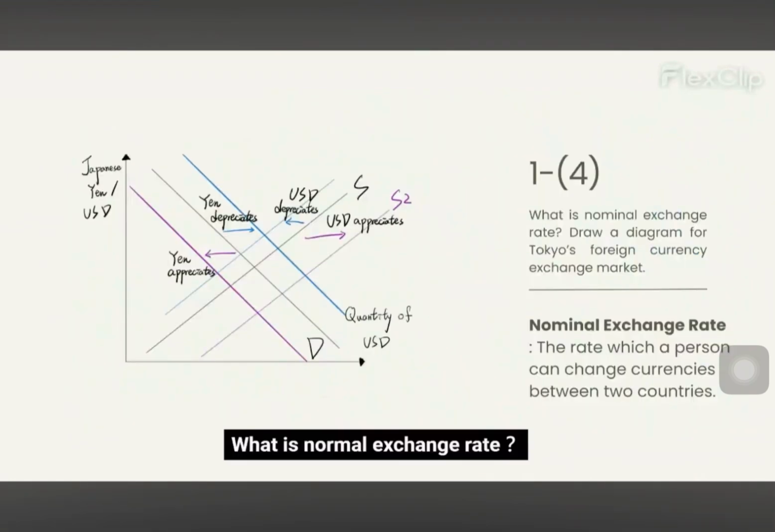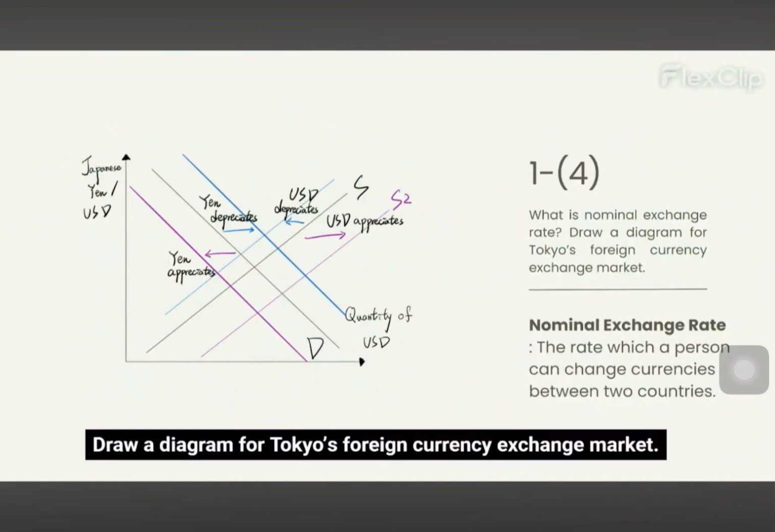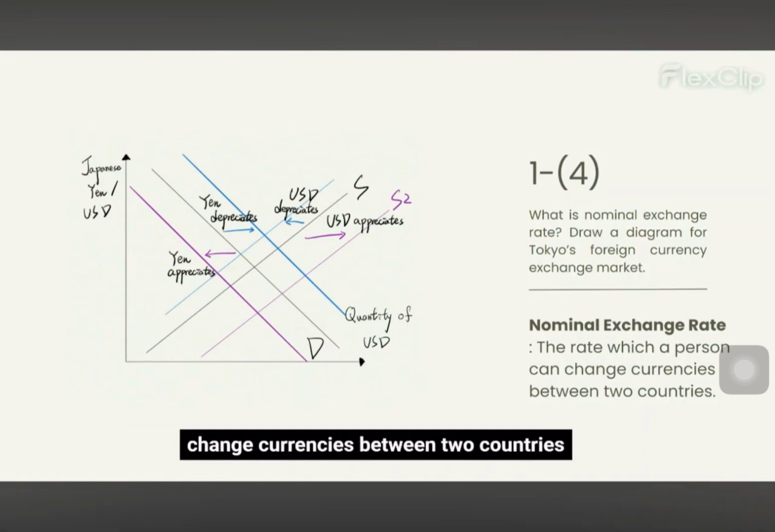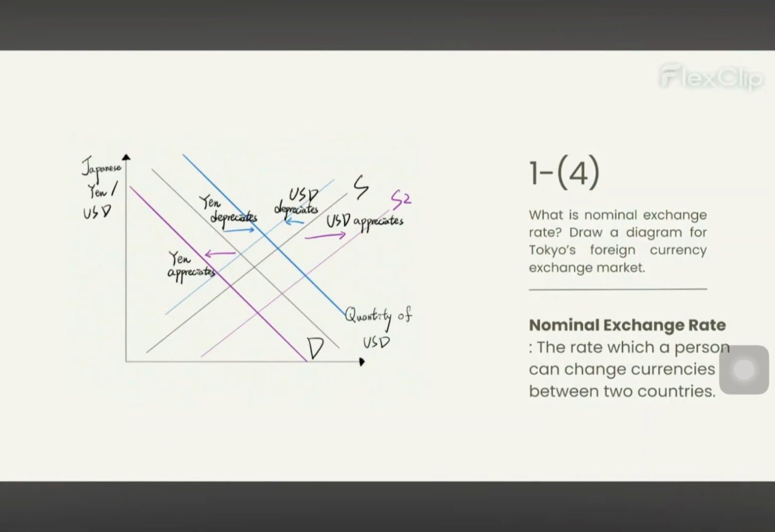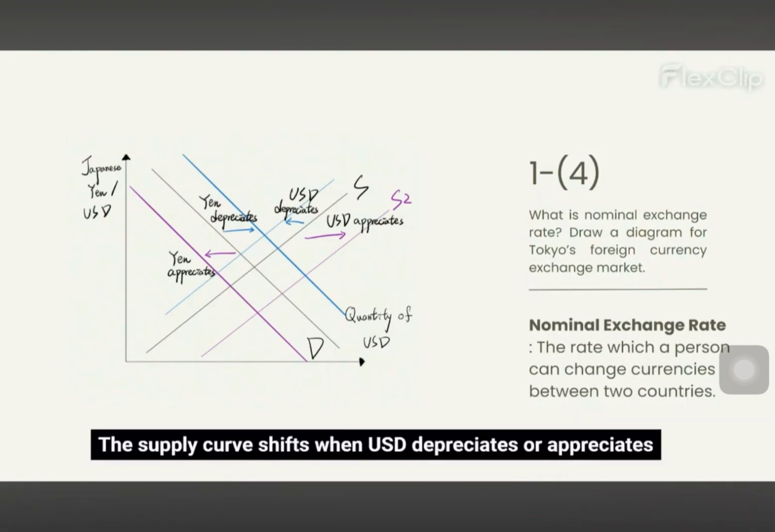What is the nominal exchange rate? Draw a diagram for Tokyo's foreign currency exchange market. The nominal exchange rate is the rate at which a person can change currencies between two countries. The supply curve shifts when the USD depreciates or appreciates. The demand curve shifts when the yen appreciates or depreciates.